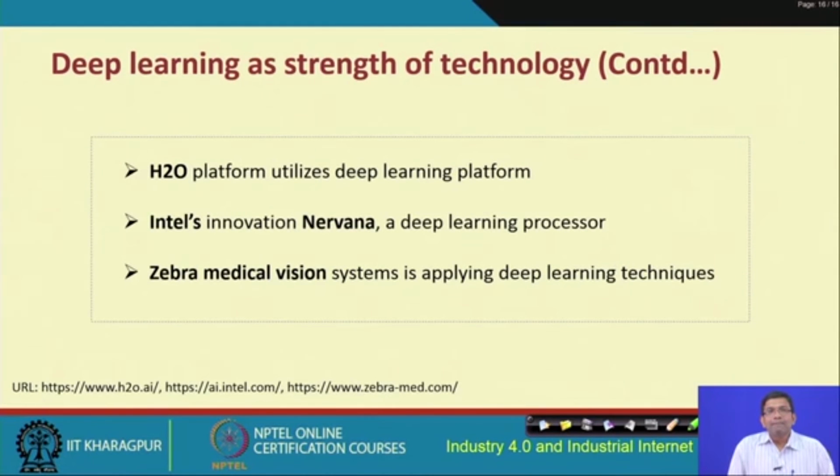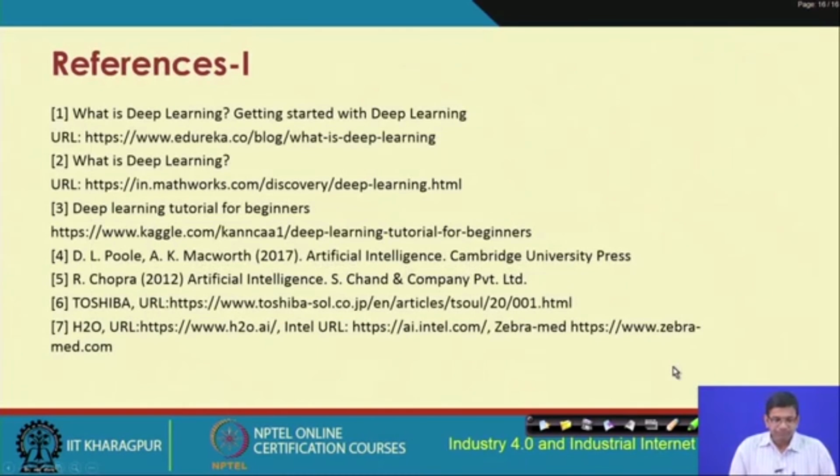So, another example is the H2O platform, that also uses the deep learning framework. Intel's Nervana is a deep learning processor. Zebra medical vision system are using deep learning techniques for different problems in the medical domain. So, these are some examples of deep learning and where it is finding popularity. Deep learning has become very popular in autonomous driving vehicles nowadays. Deep learning along with IoT has become very popular together. They make self-driving cars a reality. So, there are many different utilities of machine learning, deep learning and artificial intelligence, and they are handshaking with IoT and IIoT, which make them powerful together in addition to having their individual strengths.